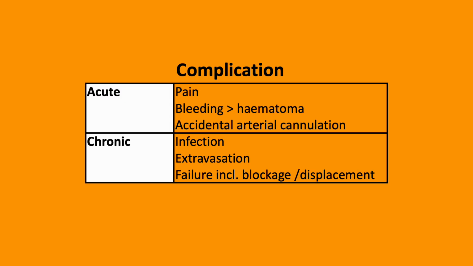The complications patients can experience during cannulation are broad. These can be acute or chronic. Acute will be pain, bleeding or accidental arterial cannulation. Chronic complications will include infection, extravasation and failure due to blockage or displacement.